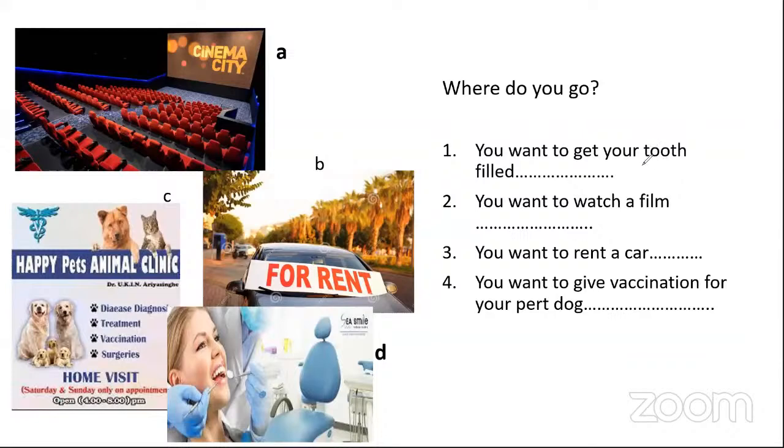Can you match the picture with the place? Do it quickly. That is an easier one. What are the places for these actions or things? You want to get your tooth filled. You want to watch a film. You want to rent a car. Then you want to give vaccination for your pet dog. So please hurry up. Find the place for the sentences.